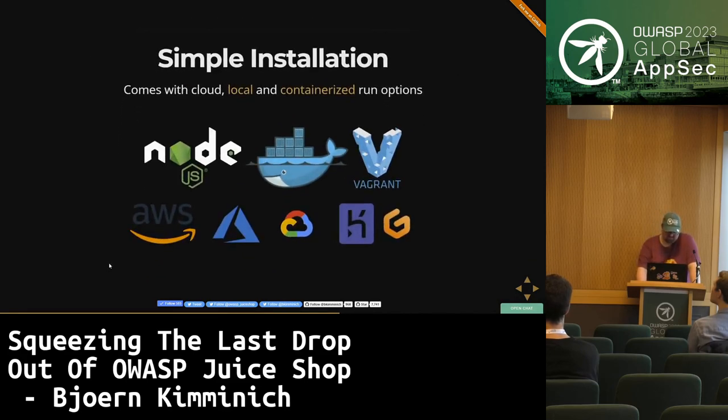So if you have Node.js on your machine, you probably can get it running in no time. Downloading all the dependencies is probably the slowest part. And Juice Shop has a lot of dependencies. And it has a lot of broken dependencies. You can run it locally in Docker. You can run it in Vagrant if you are into that. And for all major cloud providers, we also have instructions.